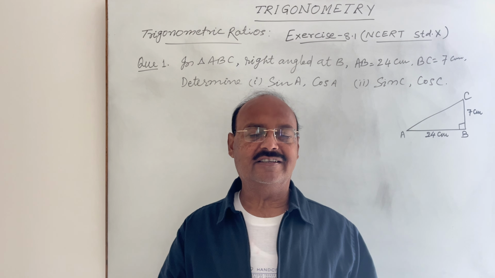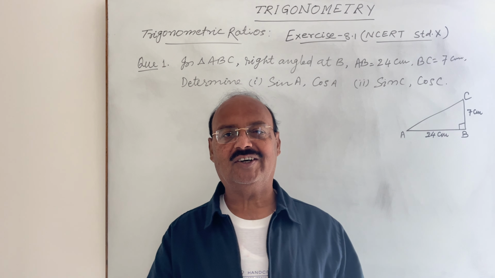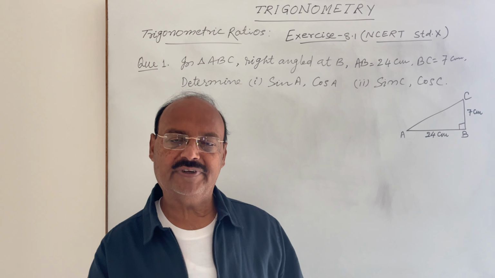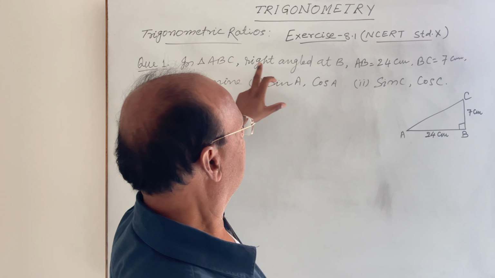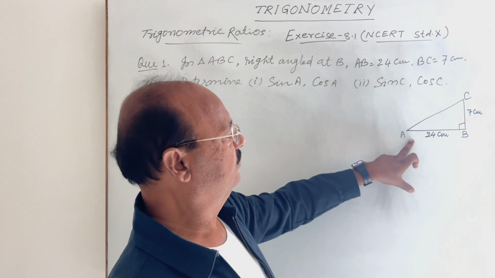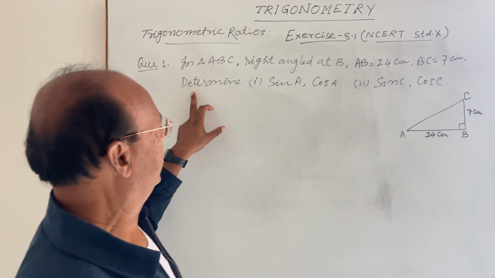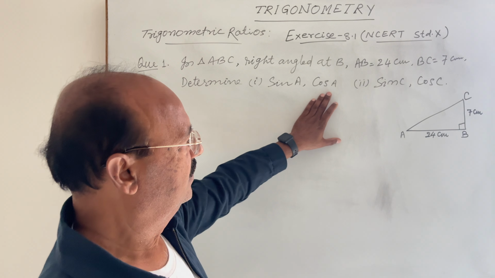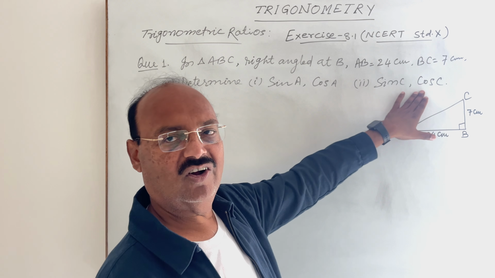Let us see a very interesting question from exercise 8.1 of trigonometric ratios from the chapter trigonometry. This is the first question. In triangle ABC, right angle at angle B, AB is 24 centimeter and BC is 7 centimeter. We have to determine, first, sin A and cos A, and in the second part of this question, we have to find sin C and cos C.